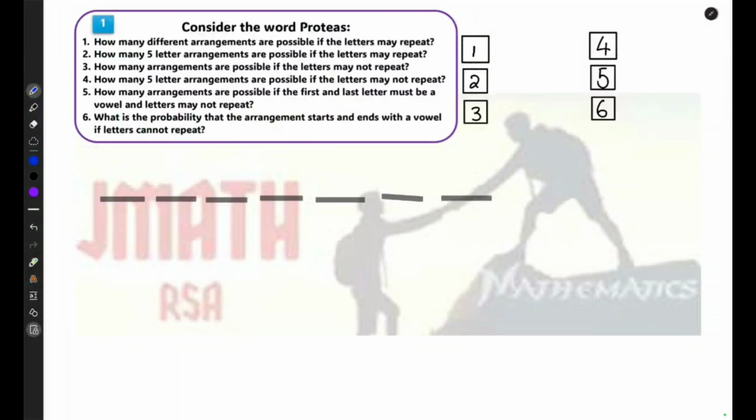Question 1, consider the word proteas. So I can see 7 different letters there. Question 1, how many different arrangements are possible if the letters may repeat?